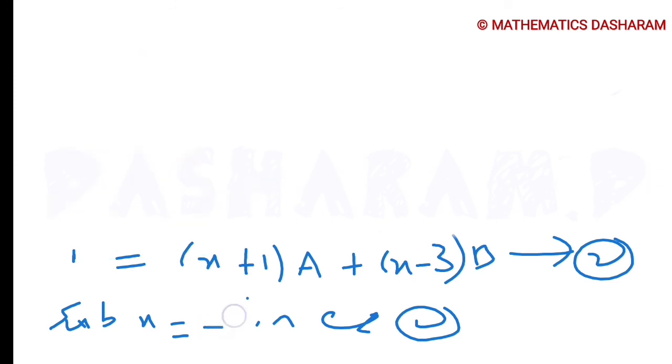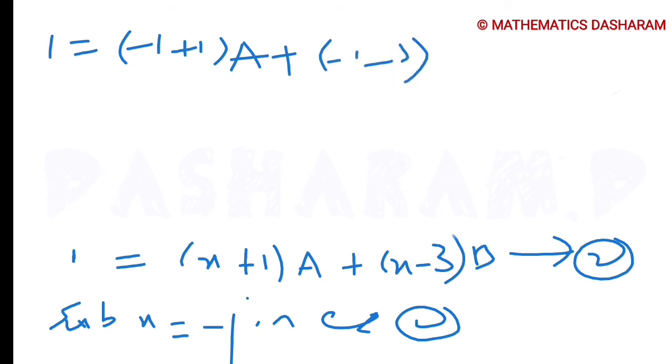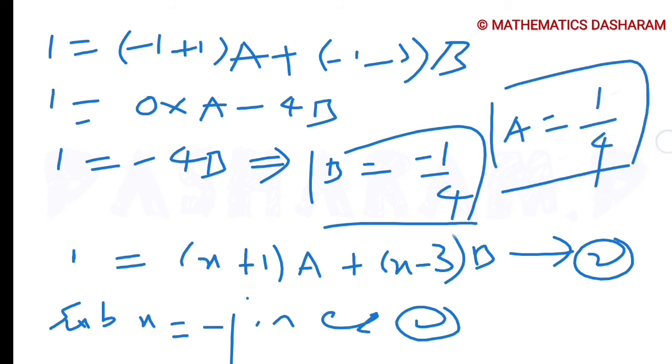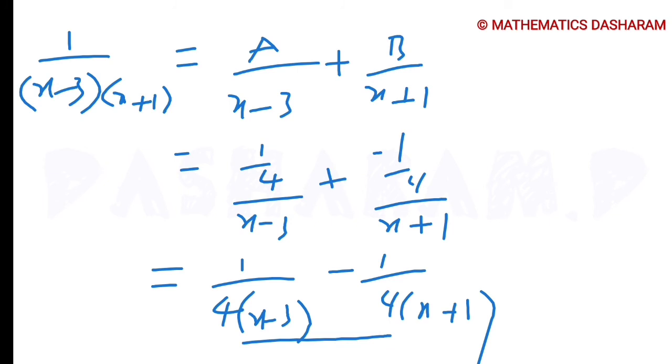Substitute x equals -1 in equation 2. So 1 equals (-1 + 1) into a plus (-1 - 3) into b. So the b value is -1 by 4, and the a value we already completed, that is 1 by 4. Substitute them in equation 1. So the final answer is 1 by 4 into (x - 3) minus 1 by 4 into (x + 1).